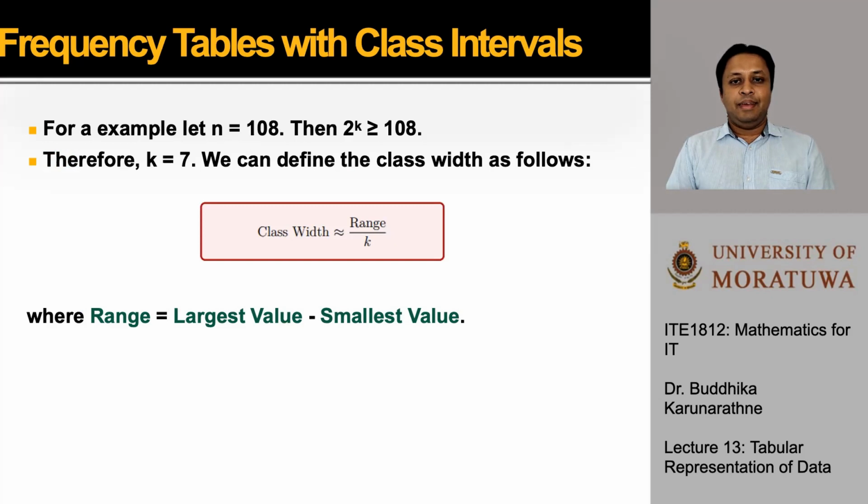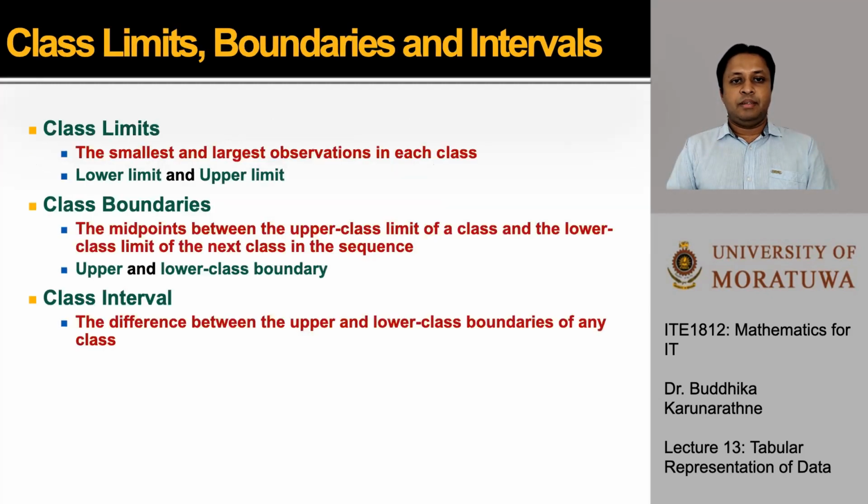We need k to define the class width. So how do we find the class width? It should be approximately equal to the range over k. What is the range? It is defined as the largest value in the data set minus the smallest value in the data set. We will take one more example of this later. Before doing that, we will introduce what is meant by class limits, boundaries, and intervals.